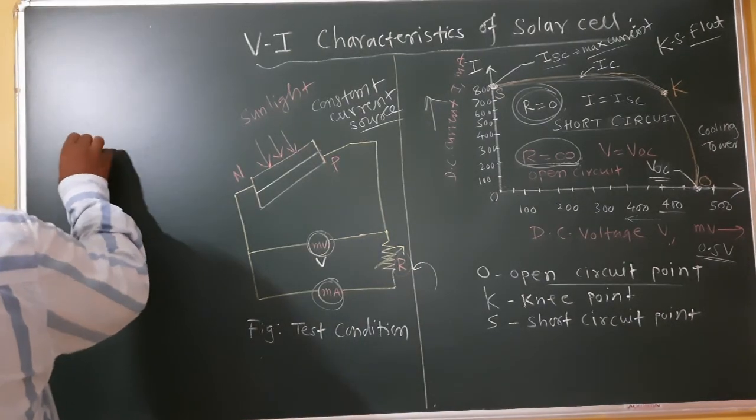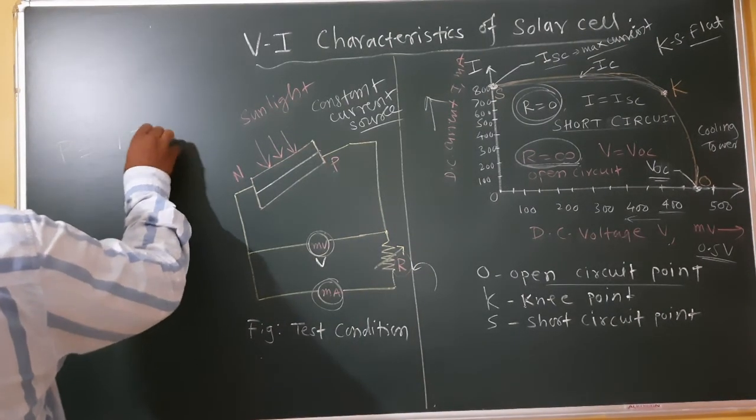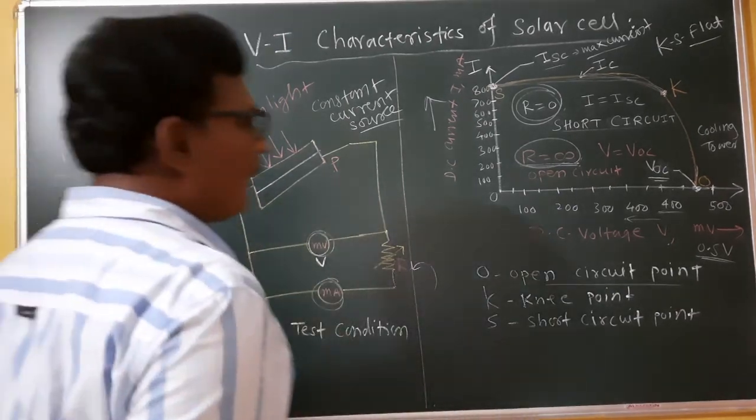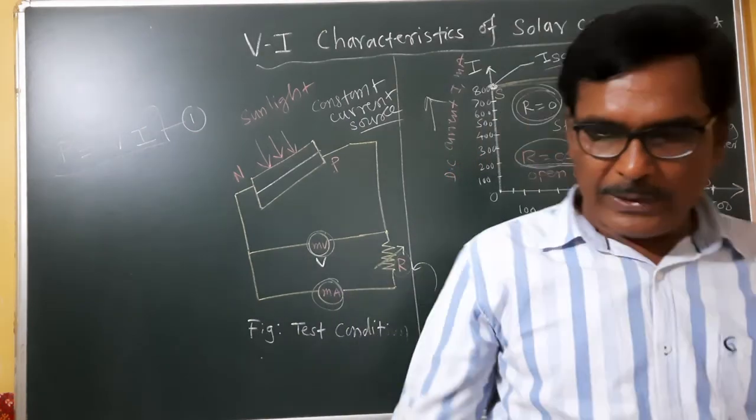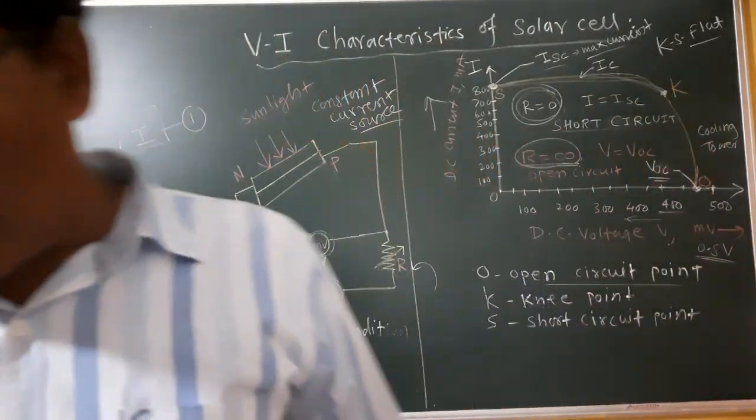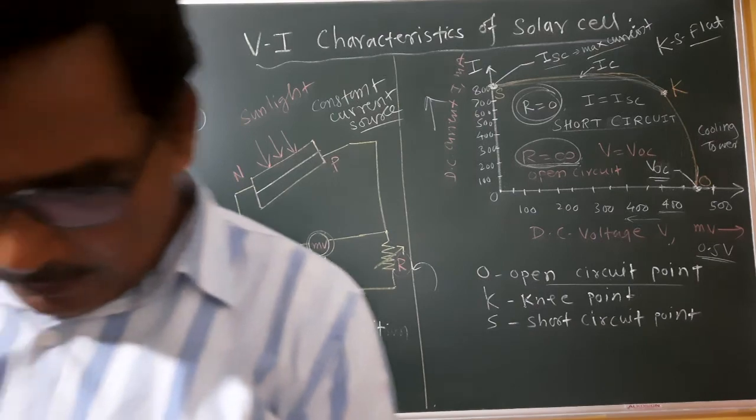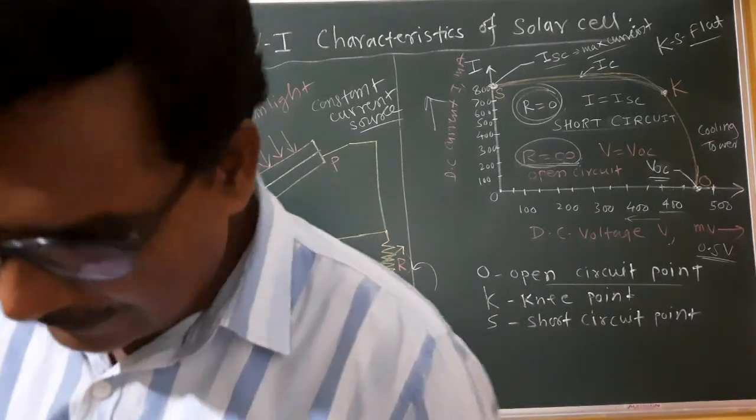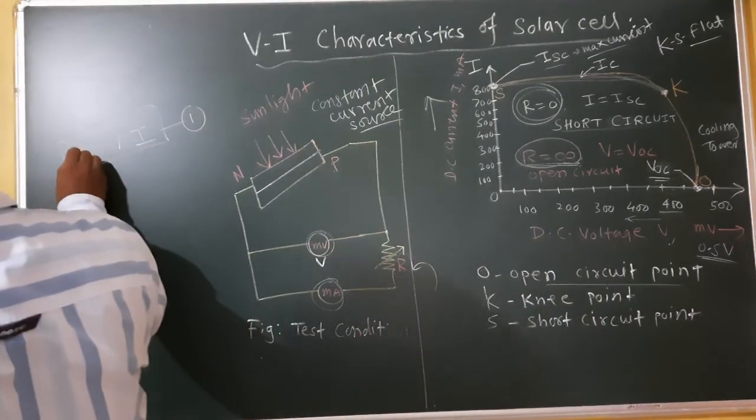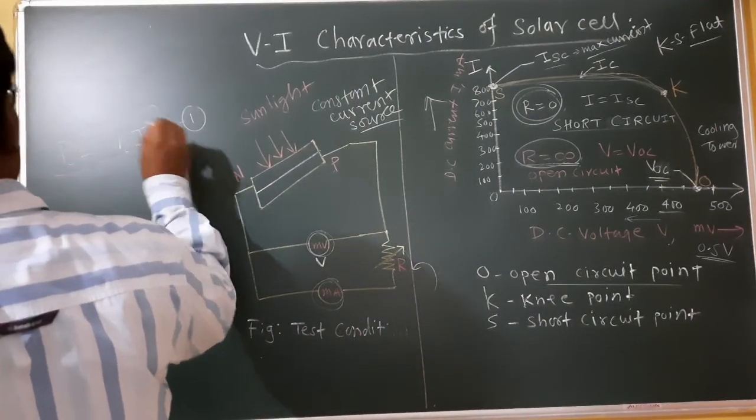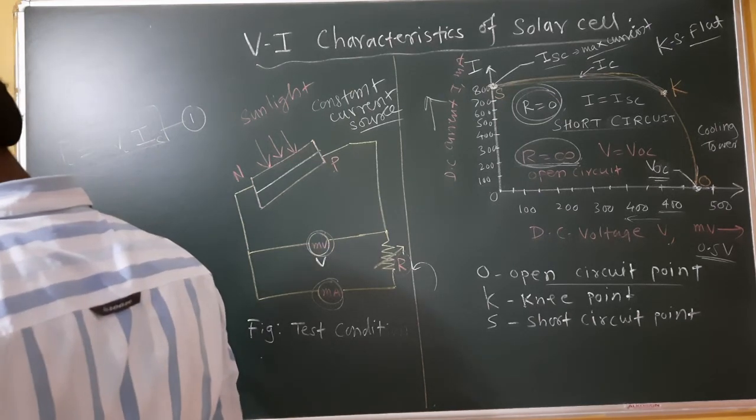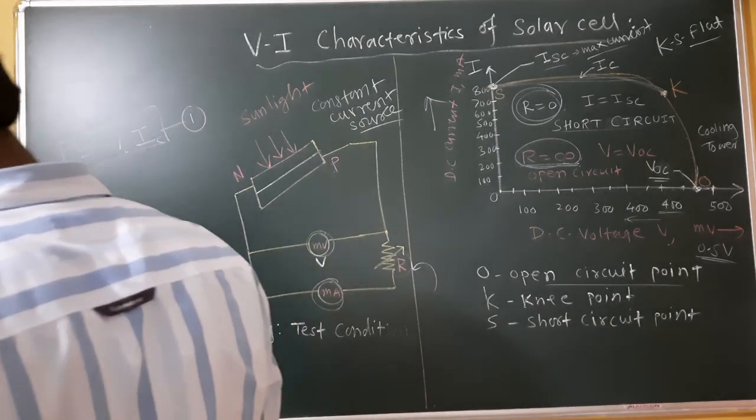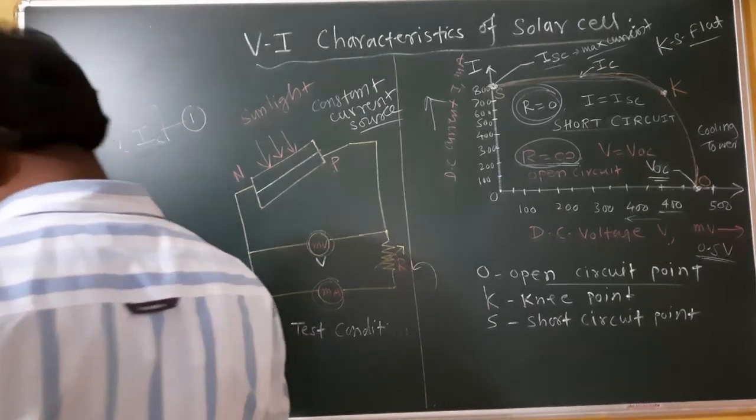Power can be calculated by the formula P equals V into I. This formula is very important for calculating power from the solar cell. P equals V into I. This is called PC, this is called VC, and this is called IC: PC is the power of one cell, VC the terminal voltage of the cell, and IC the current delivered by the cell.